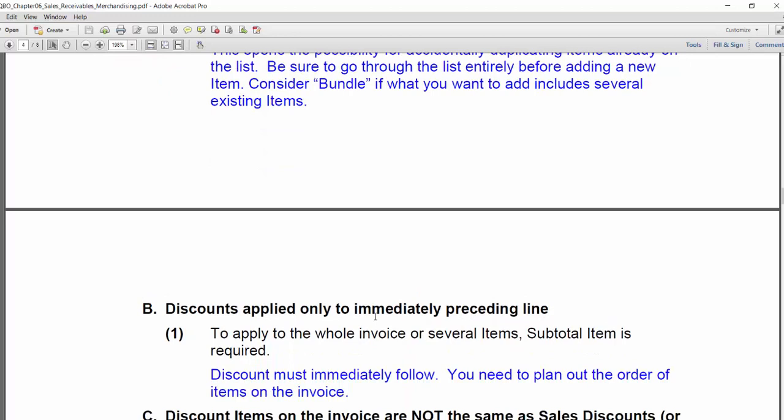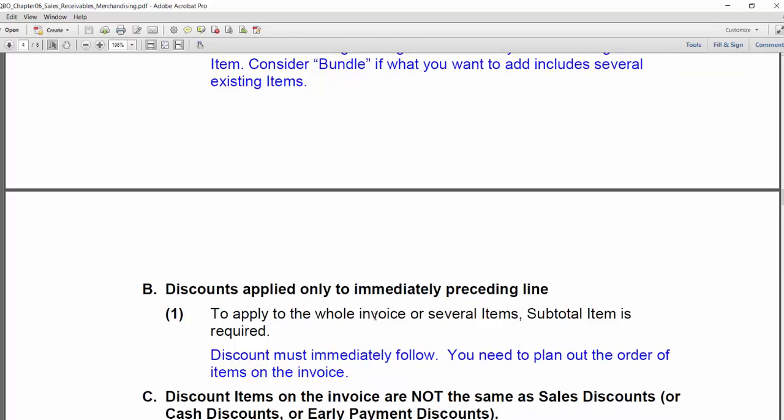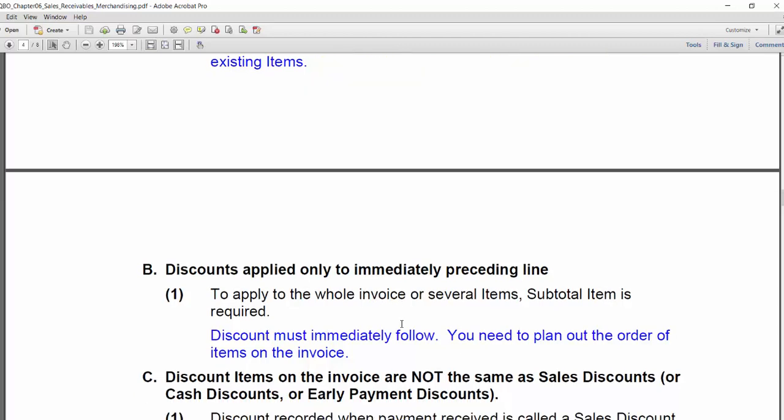Discounts will only be applied to immediately preceding lines. So what you need to do on your invoice is subtotal it and then have the discount immediately following that. If you need another discount again later, that discount will only pick up whatever was included since the last time you subtotaled. So you need to plan out the order of items you're going to list on your invoice.